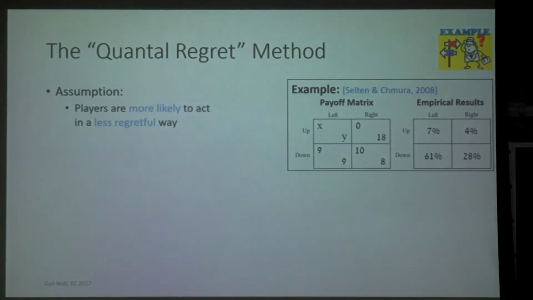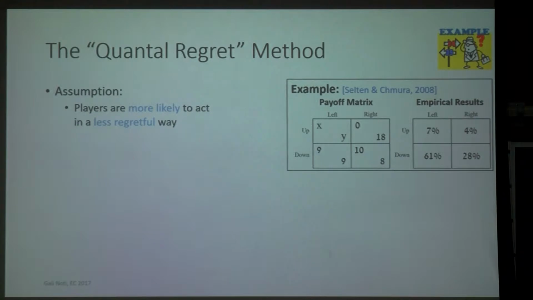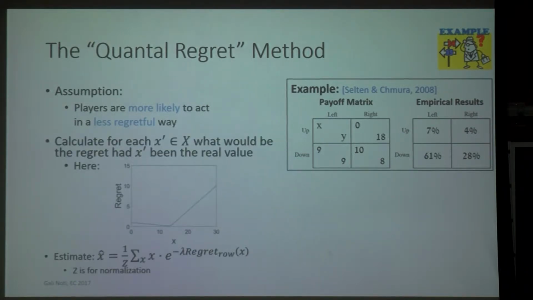So now we suggest what we call the Quantal regret method. Here, instead of assuming that the players optimize perfectly, it only assumes that they are more likely to act in a way that gives them lower regret. What the method does, roughly, is also look at the regret curve, but now instead of taking the minimal point as the prediction for the value, it takes a weighted average of the possible values for the parameters with weights that are decreasing with the regret. Specifically, we take these exponentially decreasing weights.